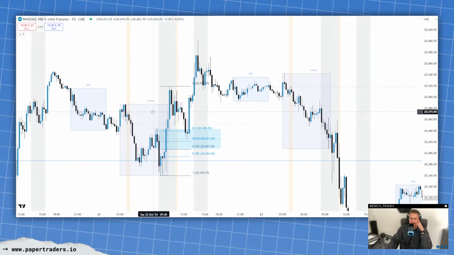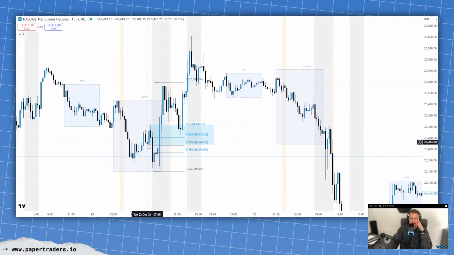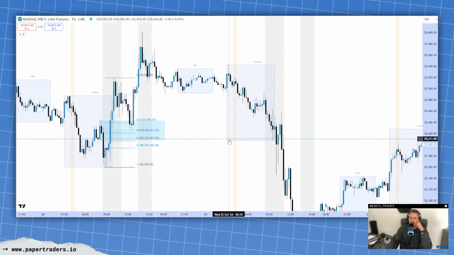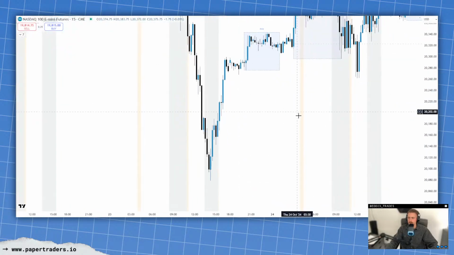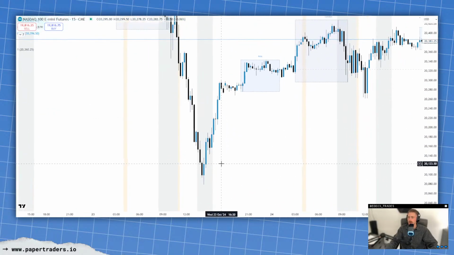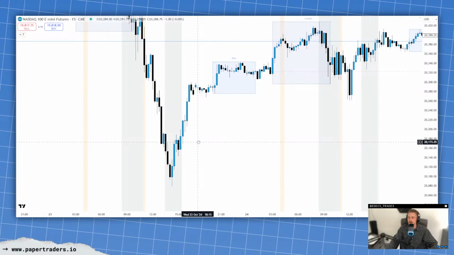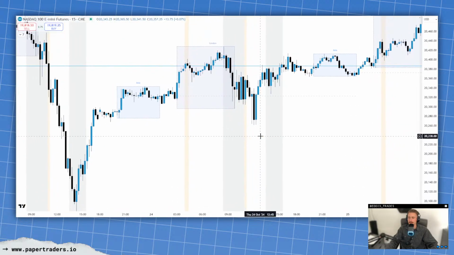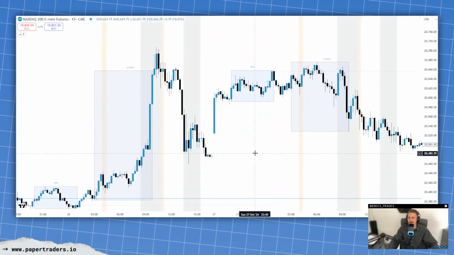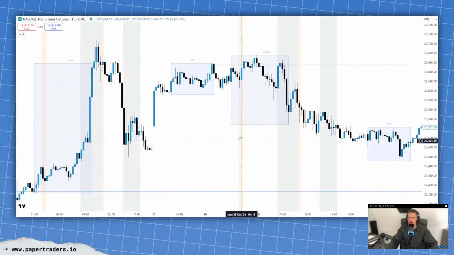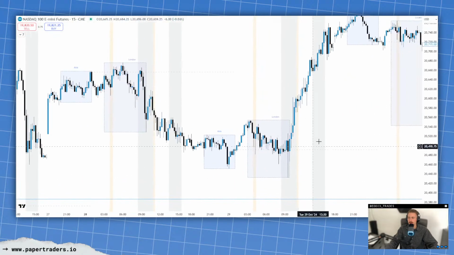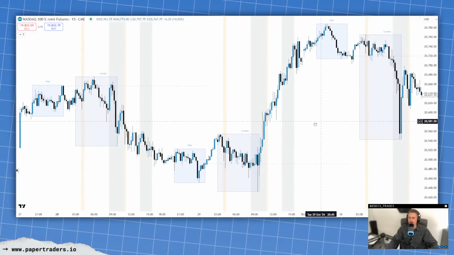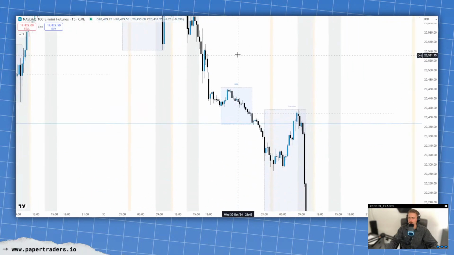I like it. Low, high, lower low, higher high. Retrace into it. Get out of here. See over here, what do we have? Let's find another good example.